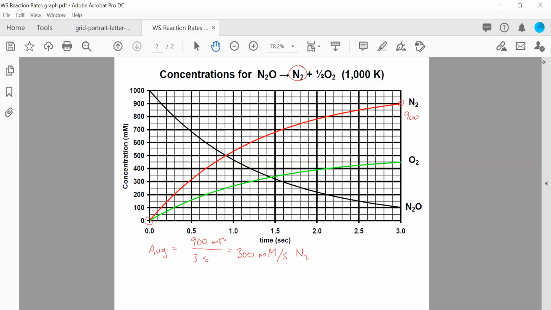But that's the rate over 3 seconds, and that would assume that this were a linear graph. We can see this graph is not linear. It definitely has some curve to it. So it's best to find the average rate over shorter time periods. For example, if we wanted to find the rate over, say, the first half second, well, if we look there, this actually is a pretty linear line over the first half second. It's pretty close.